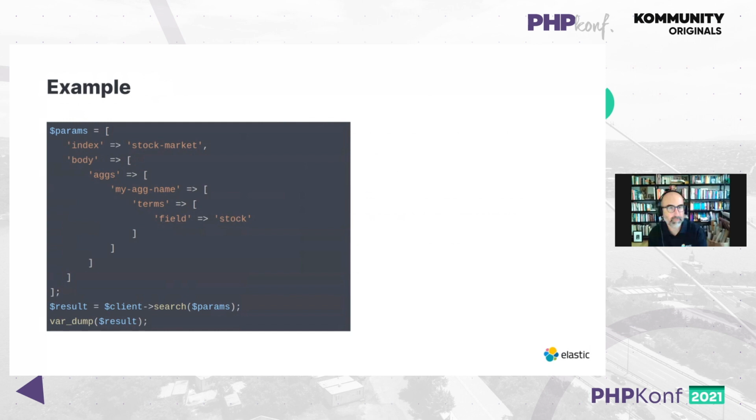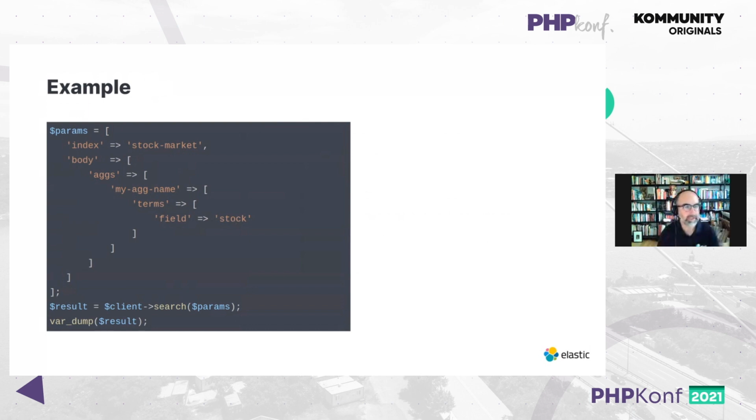As I mentioned, search is quite a huge endpoint that contains a lot of different possibilities, a lot of different parameters. One of these is aggs, which stands for aggregations. So basically here we are saying, okay, look, we want to aggregate using my aggregation name. We are creating this aggregation name, and we are aggregating all the fields that are stock. So imagine that you have a document like the stock options.